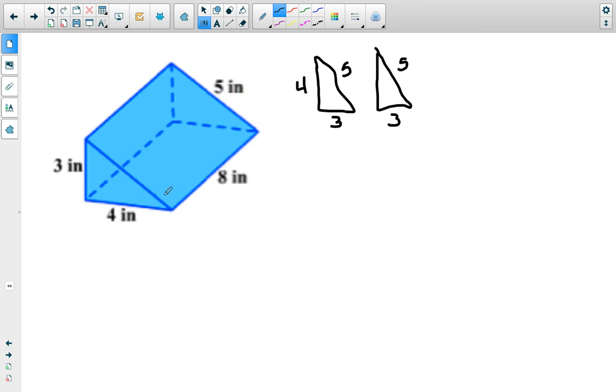Then I have 1, 2, 3 rectangles. I'm going to draw those 3 rectangles. They're not all the same size, but like I said, I don't care if you draw them to scale. We just want to know that there are 3 rectangles.